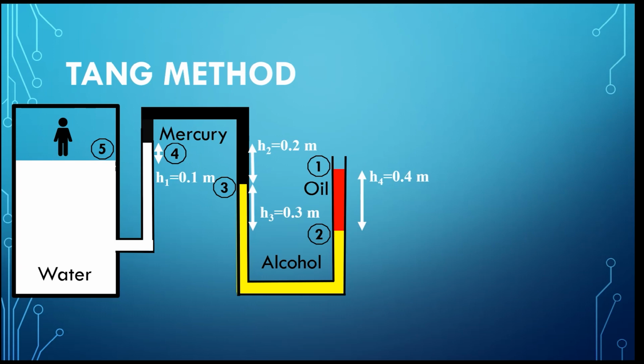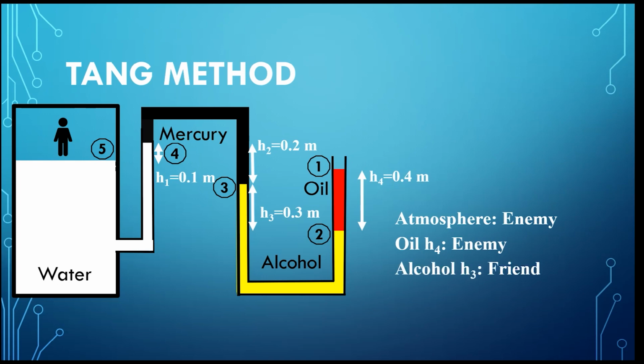Our first task is to specify who are the friends and who are the enemies. The atmosphere is exerting a pressure to push you in, so it is an enemy. The oil section, whose net pressure comes from a column of H4, is also exerting a pressure to push you in, so it is another enemy. The alcohol section, whose net pressure comes from a column of H3, is helping you push out, so it is a friend. The mercury section, whose net pressure comes from a column of H2, is helping you push out, so it is also a friend.